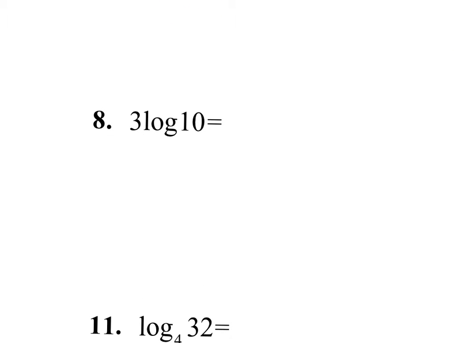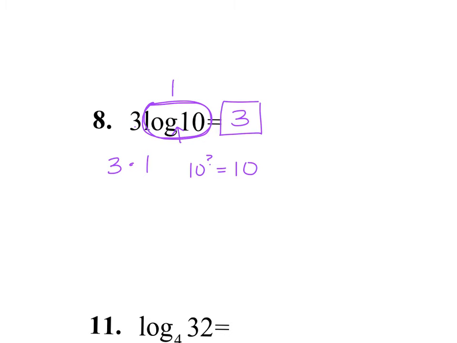Okay, what is the base if there is no base written in? It's 10, okay? So this is saying 3 times, and this would be 10 to what power equals 10? The first, right? So 3 times 1 is what you're doing here, right? Log 10: 10 to the first power is 10. So this circled portion is equal to 1. So 3 times 1 would give you 3.